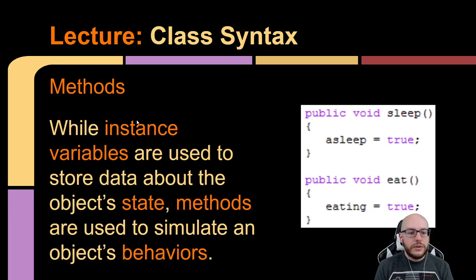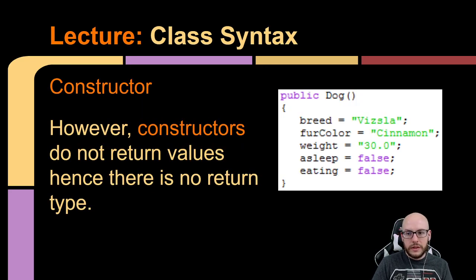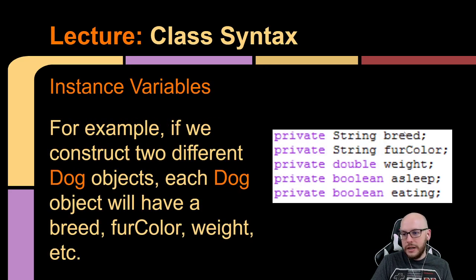While instance variables are used to store data about the object's state, methods are used to simulate the object's behaviors. Right? We talked about a class is supposed to define the state, it's supposed to define the behaviors. State being attributes or characteristics. Right? Something like a breed. This is a single attribute. Fur color, that's a single attribute. Weight, single attribute. Collectively, they make up the state.